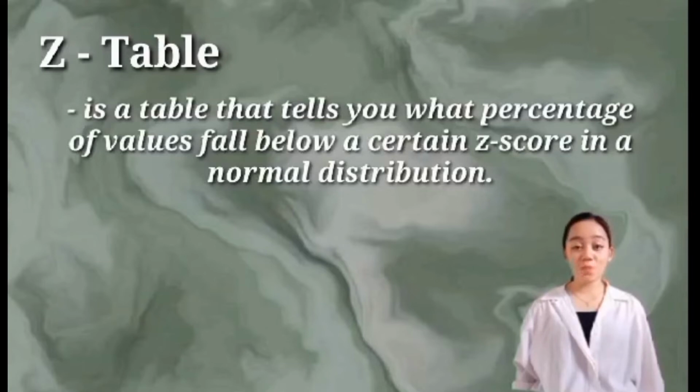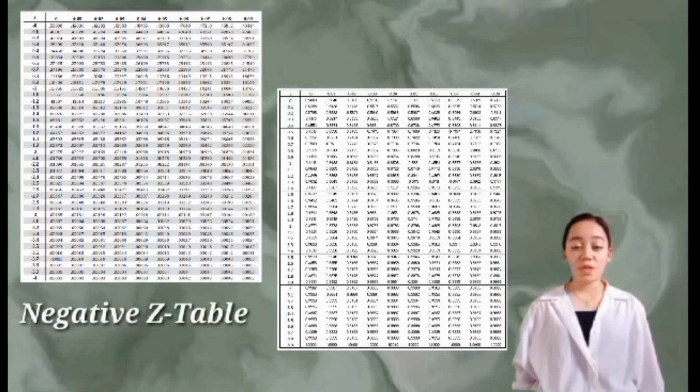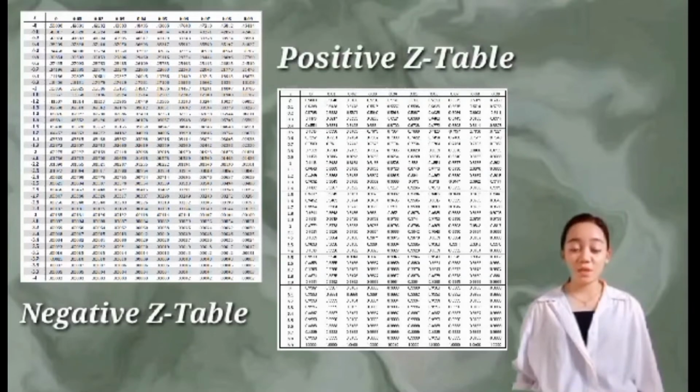A Z-table is a table that tells you what percentage of values fall below a certain Z-score in a normal distribution. As you can see on the screen, the Z-table on the left is a negative Z-table, which will be used when your Z-score is negative. On the other hand, the Z-table on the right is a positive Z-table, which will be used when your z-score is positive.